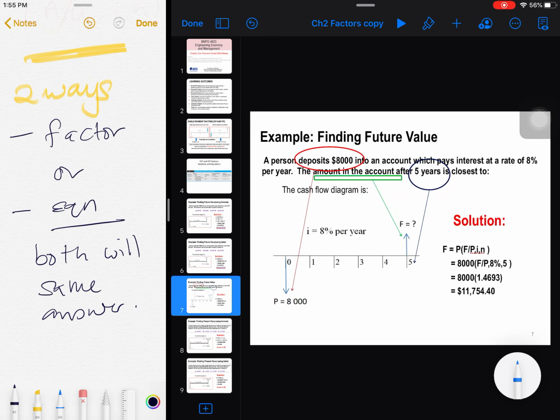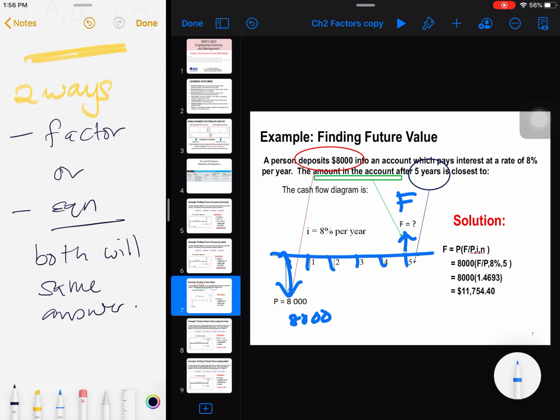A person deposits $8,000 into an account which pays interest of 8%. The amount in the account after 5 years is closest to what? How do you find this? From the cash flow diagram, you can always draw a straight line for 5 years: 0, 1, 2, 3, 4, and 5. It says find the amount in the account after 5 years. Find F. I equals 8%, P equals $8,000. So you just put everything in.